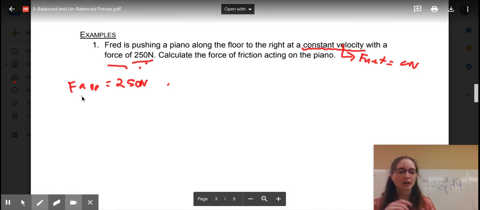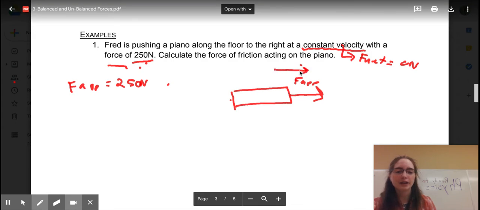Let's think about this for a sec. Let's draw a free body diagram. That's always going to be our first thing. There's our lovely free body diagram. Piano. It works. And now we have a force applied. We have a constant velocity going this way.